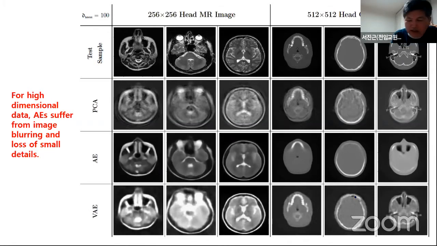Here, you use the autoencoder. The autoencoder can be viewed as a nonlinear principal component analysis in some sense. And here is the autoencoder. The autoencoder suffers from image blurring and the loss of small detail. So, so far we are not successful. Maybe another person may succeed, I do not know.